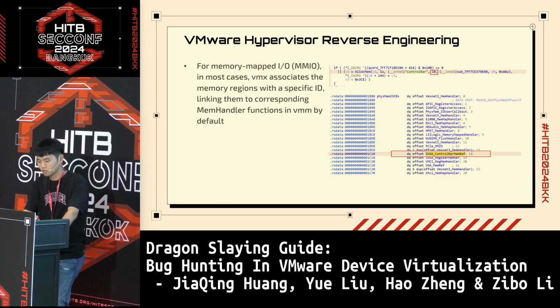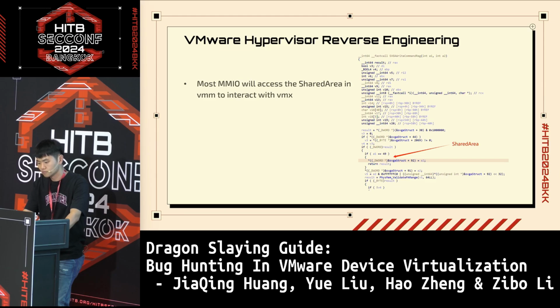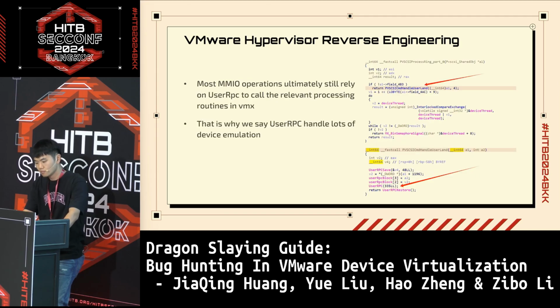For MMIO, in most cases, VMX associates the memory region with a specific ID and the callback function defined in VMM. They may access the shared area to transfer data to VMX, so we need to read the code in VMM to figure out what happened when accessing the MMIO region in the guest machine. Most MMIO operations in VMM will call user RPC to handle device emulation. This is why we said user RPC handles lots of device emulations.